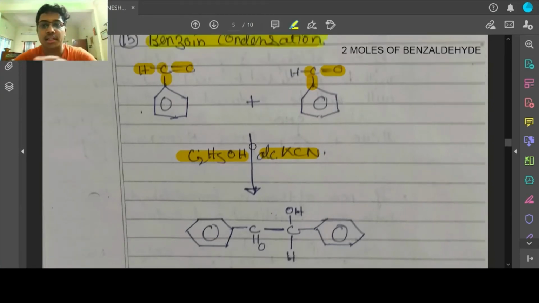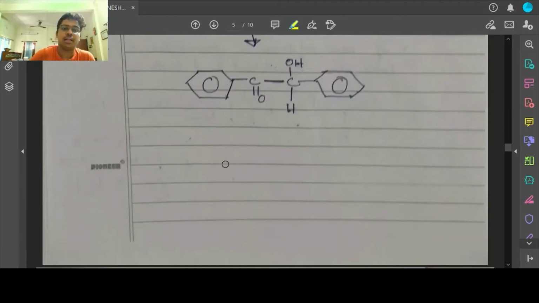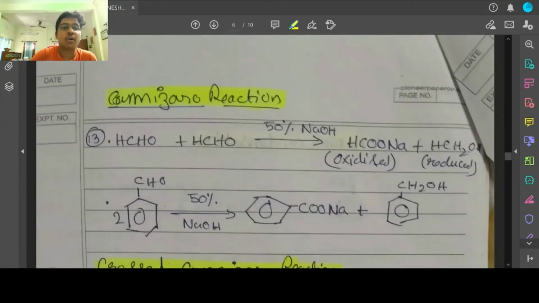So note the reagents. Many students, since they see this aldol condensation, write 10% NaOH. That is not the case. The reagents are C2H5OH and alcoholic KCN. In benzoin condensation, two moles of benzaldehyde undergo aldol condensation in the presence of C2H5OH and alcoholic KCN. I hope this is clear. Let us move on.